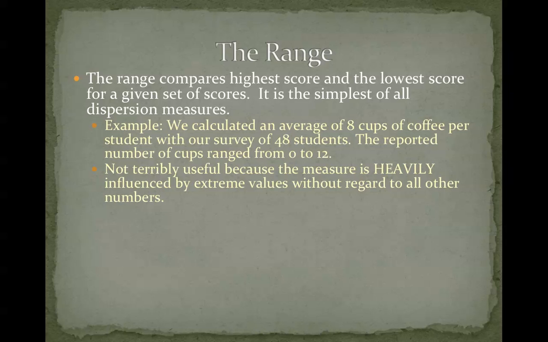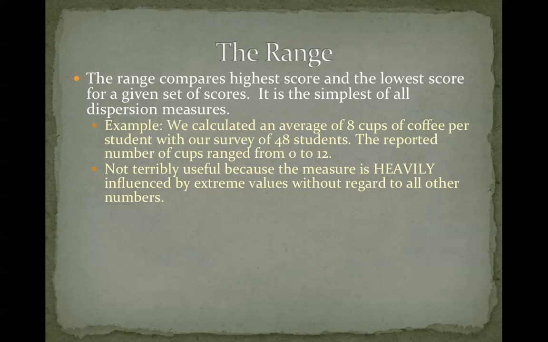So for example, we calculated an average of 8 cups of coffee per student within our survey of 48 students previously. The reported number of cups ranged from 0 cups for a certain number of people to a max of 12 cups. So the range is just that, 0 to 12. You could write 0-12 or 0 to 12, it doesn't matter. It's not really that useful in the sense that it is heavily influenced by the extreme values without regard to any of the other numbers in the data set.